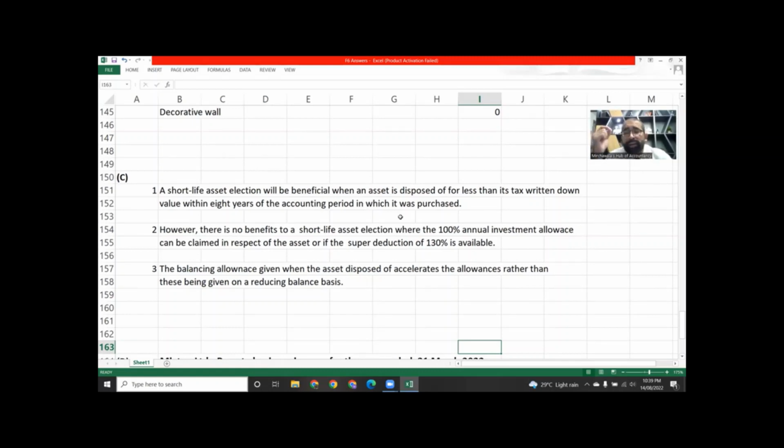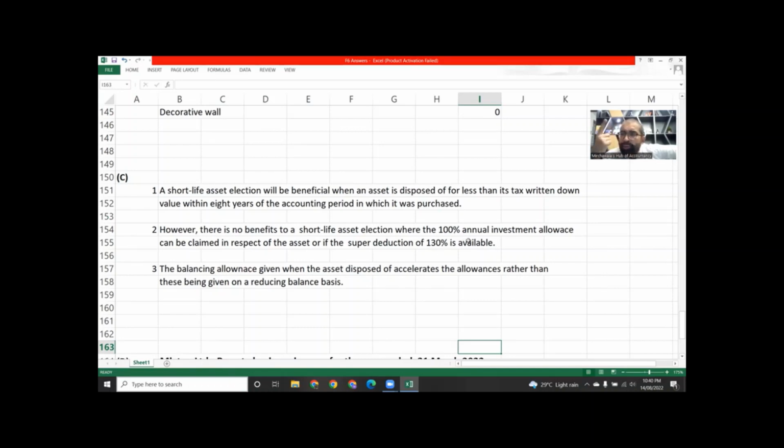You know how you get the balancing allowance? Whenever the proceeds are less than NBV, then it's a balancing allowance, right? And the balancing allowance is beneficial if you want to depool it within 8 years of the accounting period in which it was purchased. Yes, this is year of purchase plus 8 years. However, this is the technical point which I told you for the companies. However, there is no benefit to a short life asset election where the 100% annual investment allowance can be claimed or the super deduction of 130%.